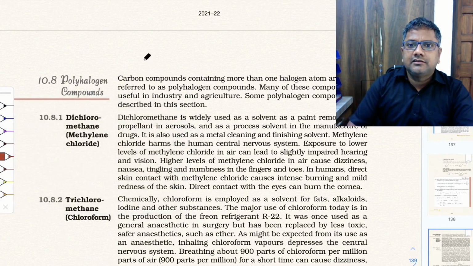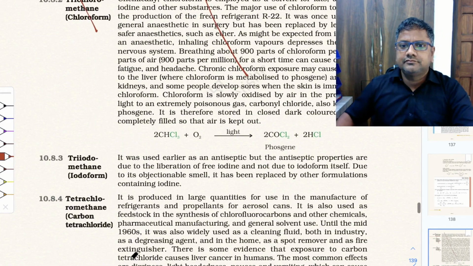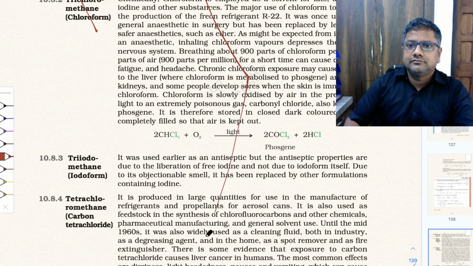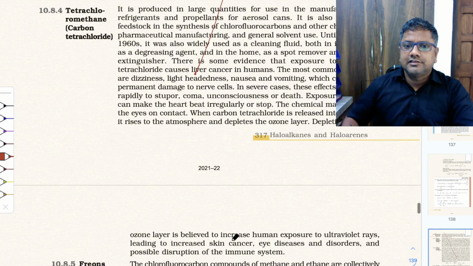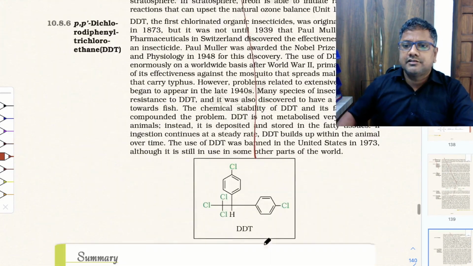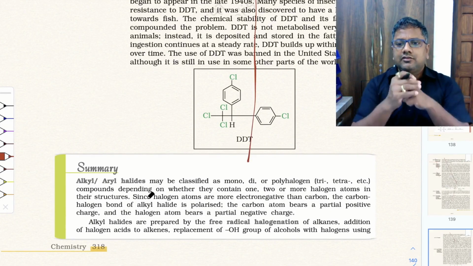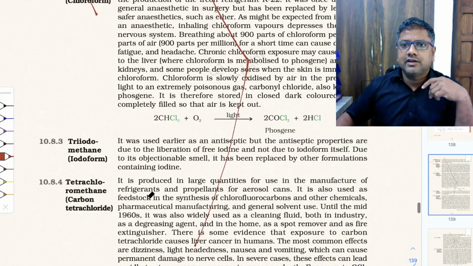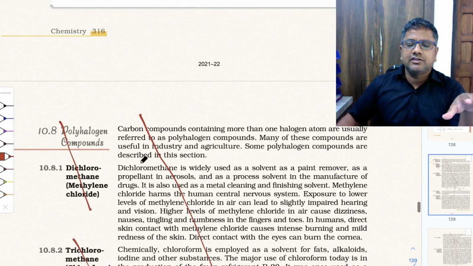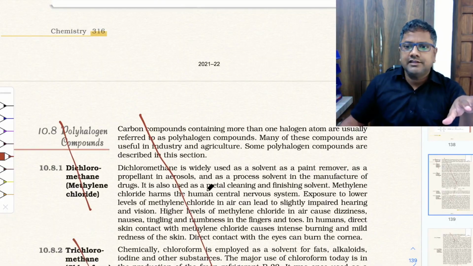From here you can cross everything. This is totally eliminated from your syllabus, right? So no need to do this. You can mark in your book polyhalogen compounds. This is not in your syllabus, right? Clear?